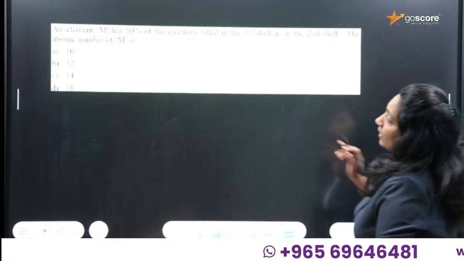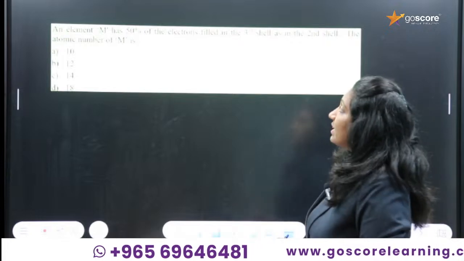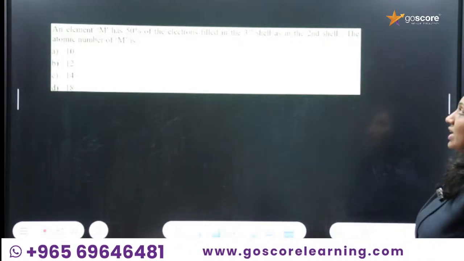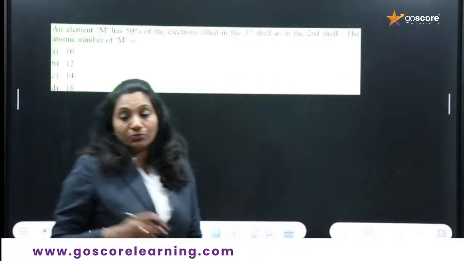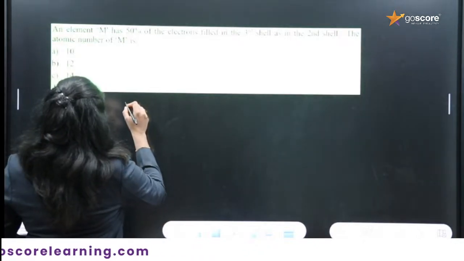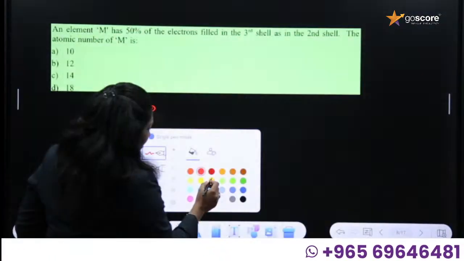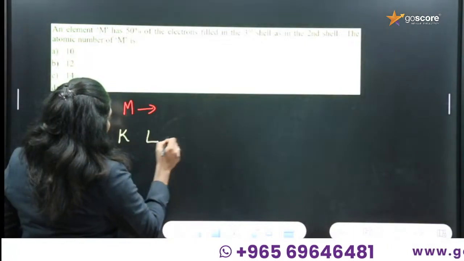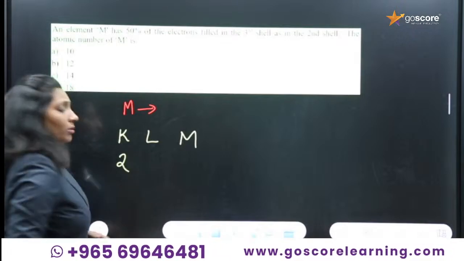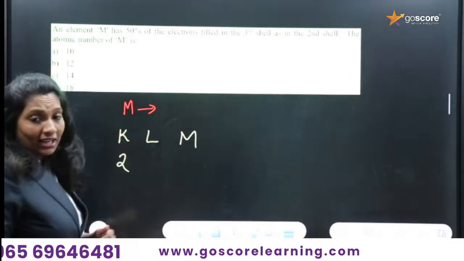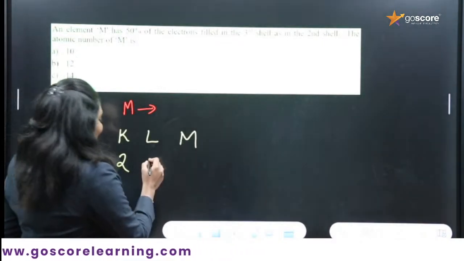Now we have the next question: an element M has 50% of electrons filled in the third shell as in the second shell. Find the atomic number of M. Okay, so you want to find out the atomic number of M. We know the shells are K, L, M, right? The K shell can accommodate a maximum of 2 electrons, right? What about the L shell? The L shell can accommodate a maximum of 8 electrons, right?